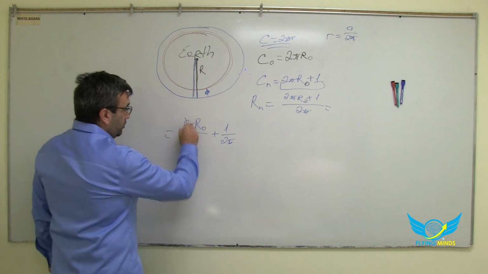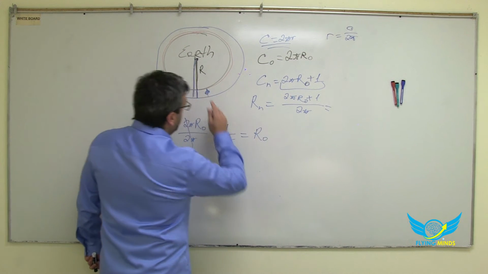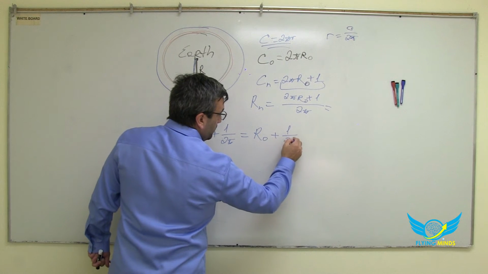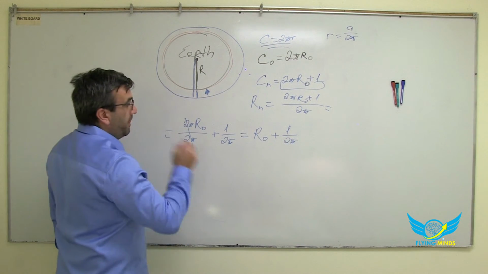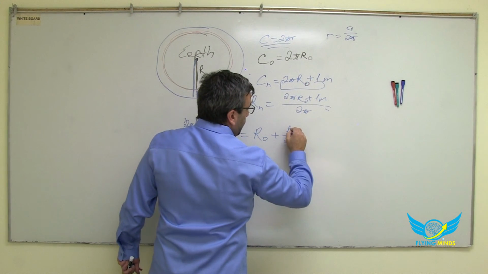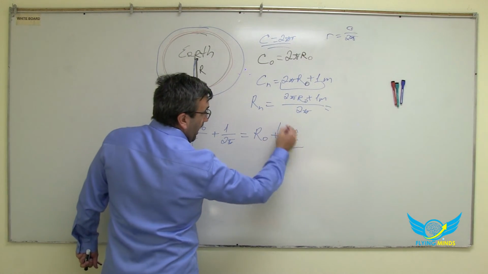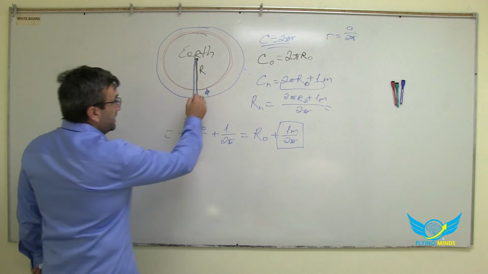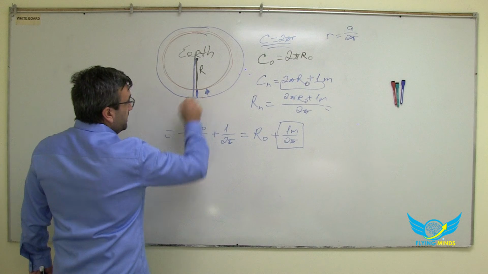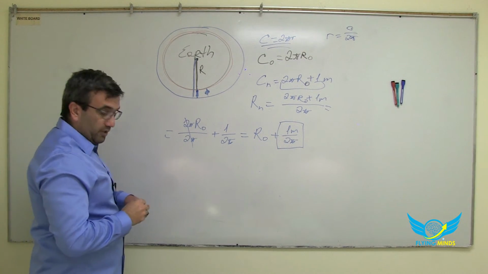So 2 pi and 2 pi cancel each other, and we have R, the original radius, plus 1 over 2 pi. And the 1 is 1 meter, let's not forget. So this is our addition. 1 meter over 2 pi is this piece that we added to our original radius.